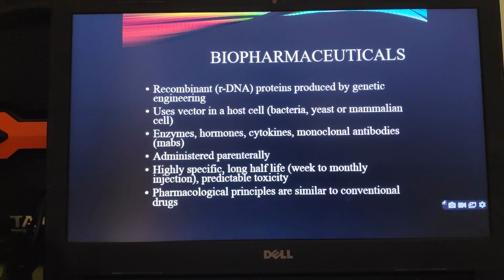They are given by the parenteral route, by injections, and they could be an enzyme, a hormone, cytokines, or monoclonal antibodies. They are quite specific in their action. They may have a long half-life, which may allow the dose to be given at weekly or monthly intervals, and the toxicity of these molecules is quite predictable.